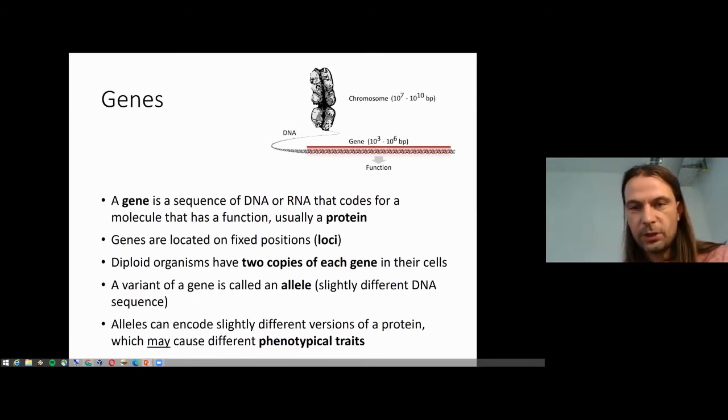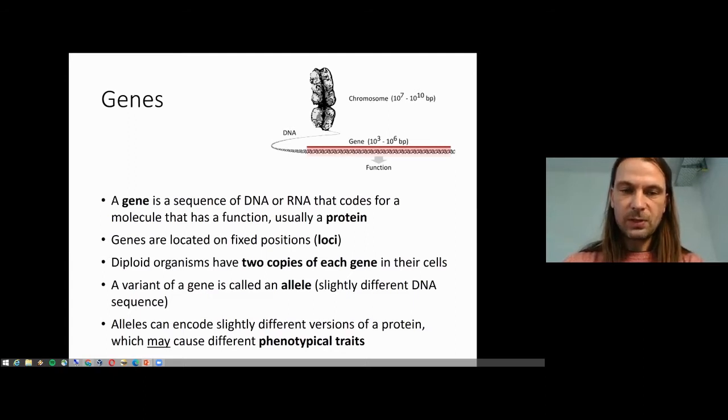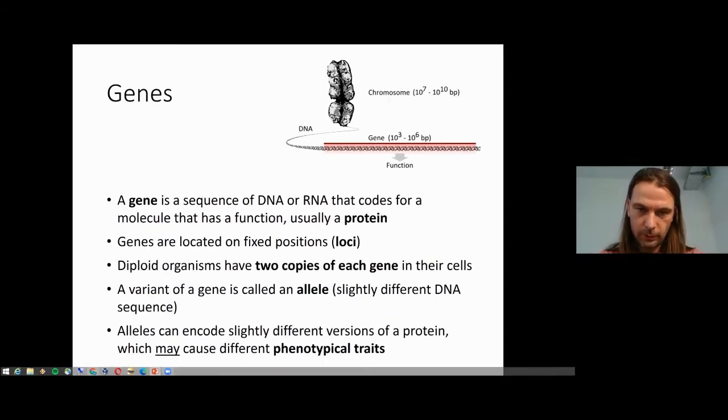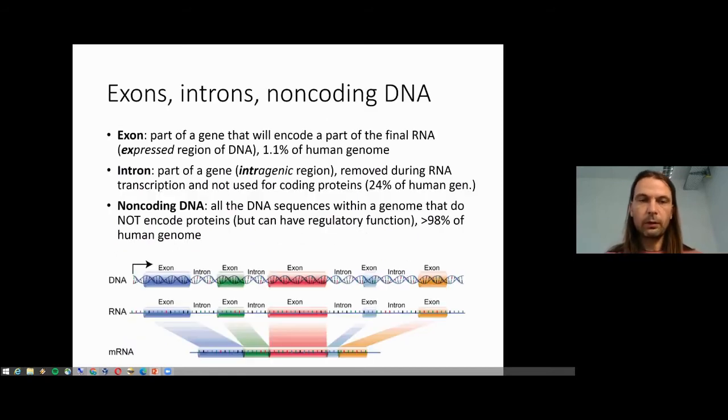Because we have 2 copies of each gene, they can be different. Each gene can be present in a slightly different way, with a slightly different sequence of DNA, and then we call this an allele. So alleles can encode for slightly different versions of a protein. They don't have to, but they can. And this may cause, not must cause, but may cause different phenotypic traits. So having alleles is very important in what we will see as the origin of phenotypic diversity.